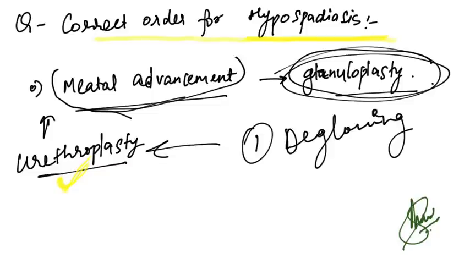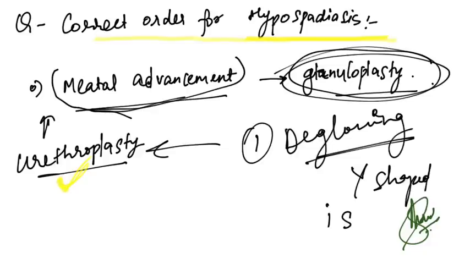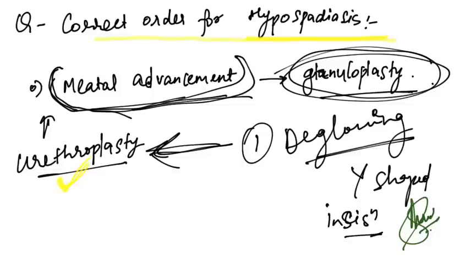And the correct order for hypospadias repair. First of all, degloving is done by a Y-shaped incision. Giving the Y-shaped incision, and after that, urethroplasty is done. After that, meatal advancement and glanuloplasty is done.